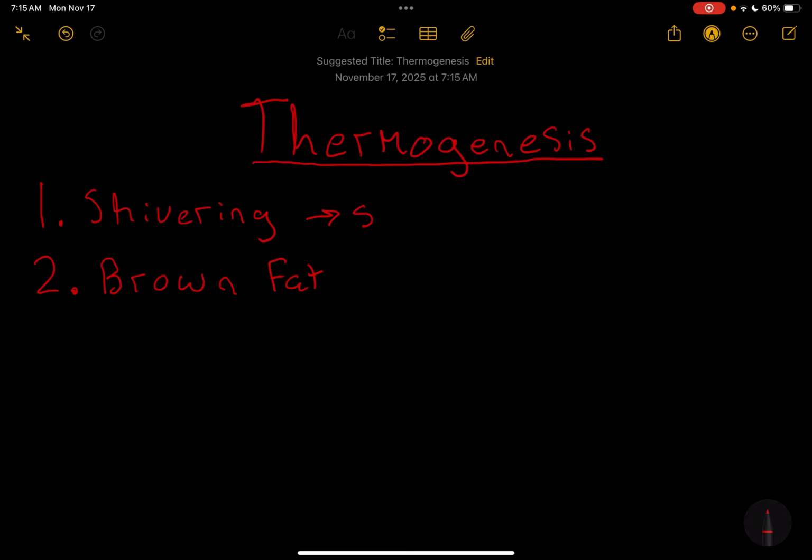That is when your skeletal muscles contract. When your skeletal muscles are contracting and relaxing fairly quickly, that causes friction. That uses up quite a bit of ATP.